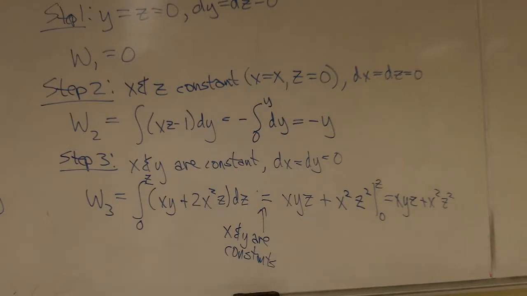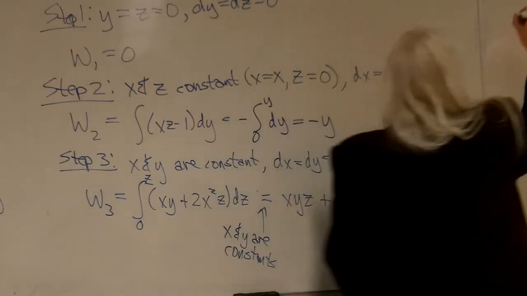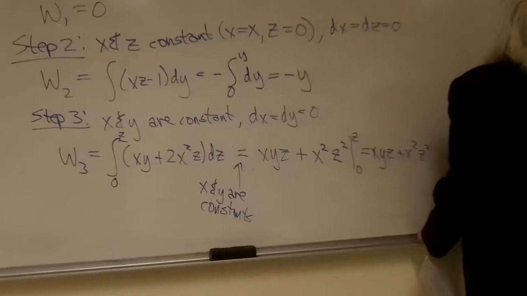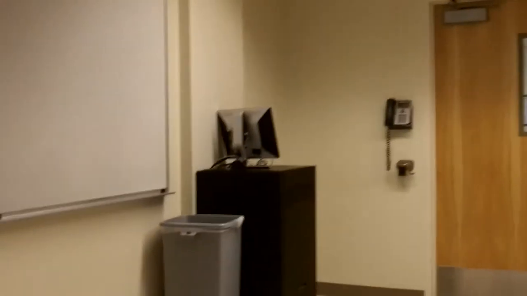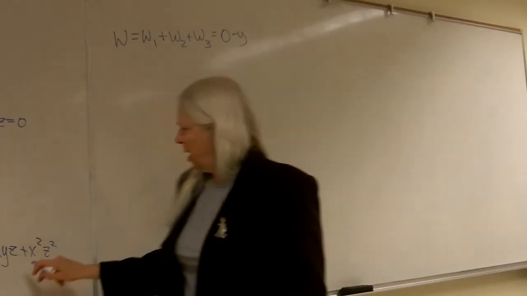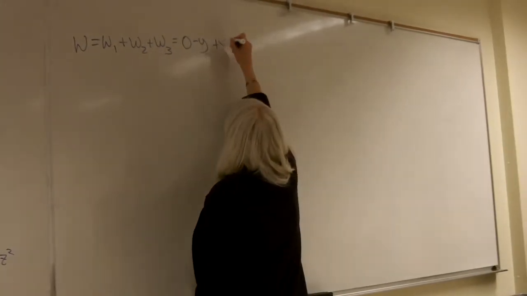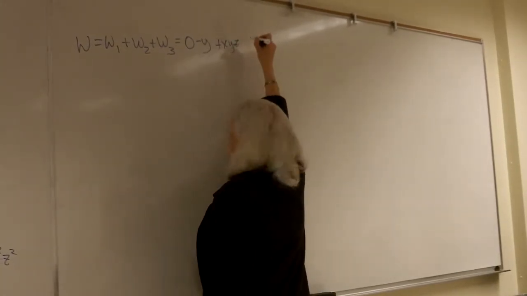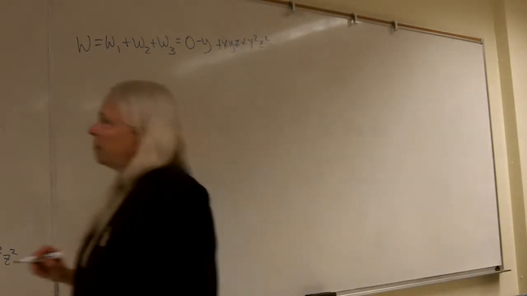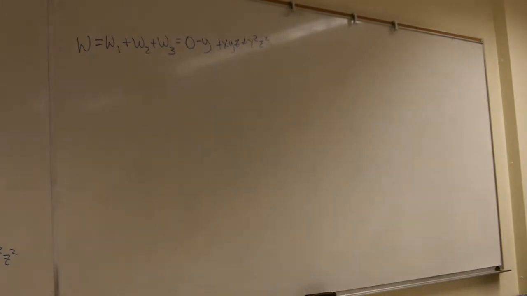Okay, so for a line integral, when we have several steps like this, we know that the total work done by this force for this whole path is equal to the sum W1 plus W2 plus W3. Well, W1 was 0, W2 was minus y, and W3 was xyz plus x squared z squared. Okay, so this is equal to the work done for this path.